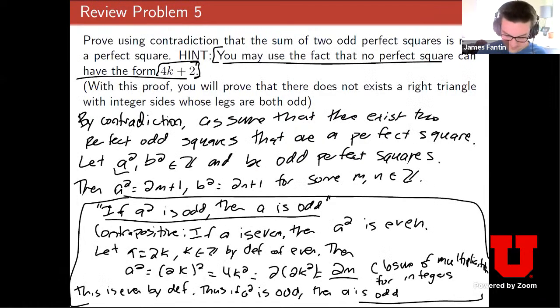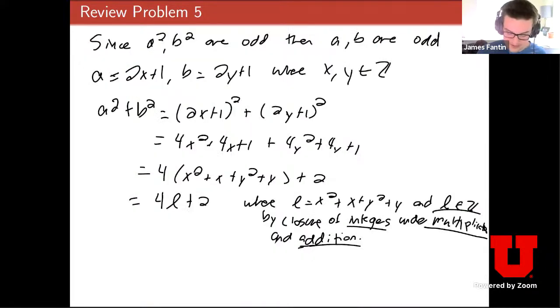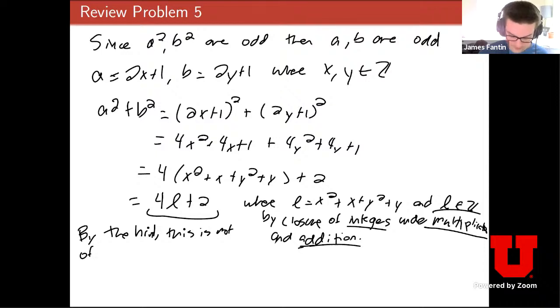And then now we can use the fact that no perfect squares are of the form 4k plus 2. We've got something of that form. So by the hint, this is not of the form of a perfect square. Well, excuse me, by the hint, no perfect squares are of this form.